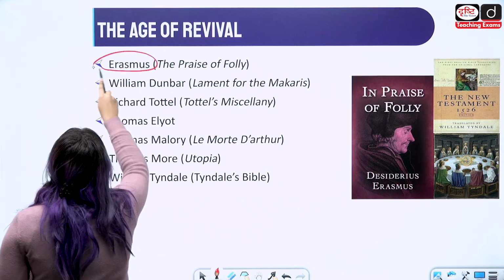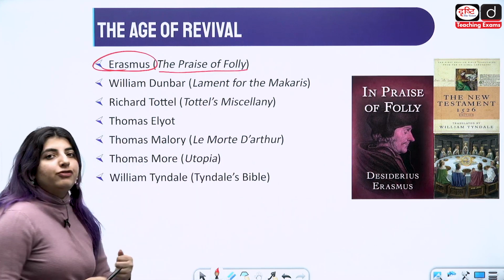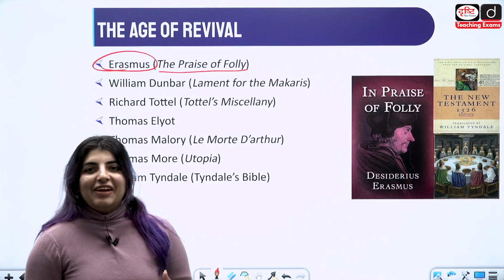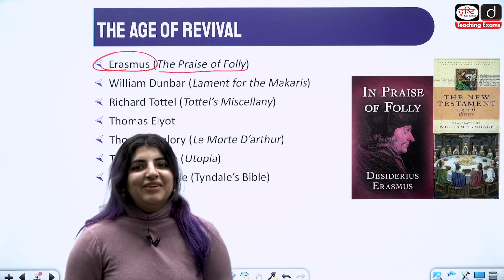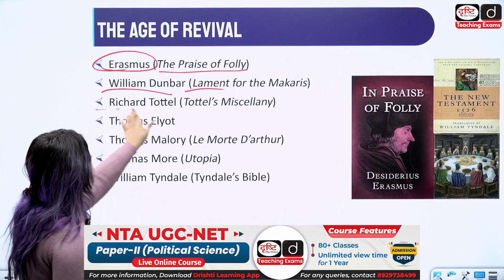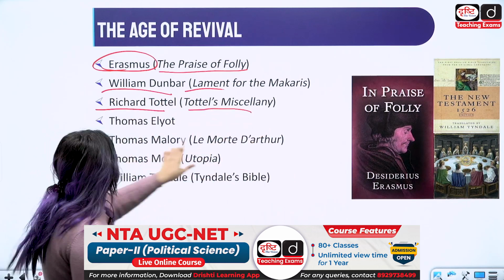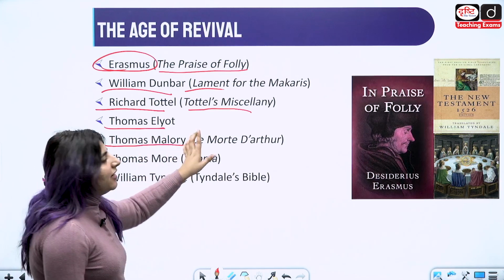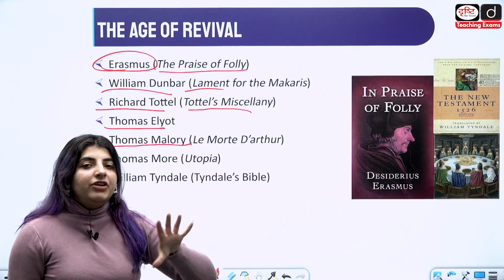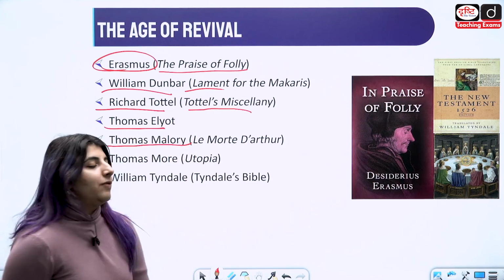Like we see Erasmus's The Praise of Folly, who is going to come in the costume of a fool, right? Why is that? We are going to deal with all those things. William Dunbar, Lament for the Makers. Richard Tottel with Tottel's Miscellany. Thomas Elyot, Thomas Malory with Le Morte d'Arthur. King Arthur and the Round Table Conference that he used to take and all, right?